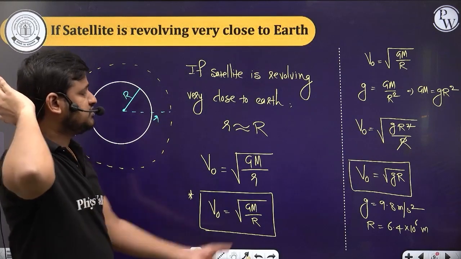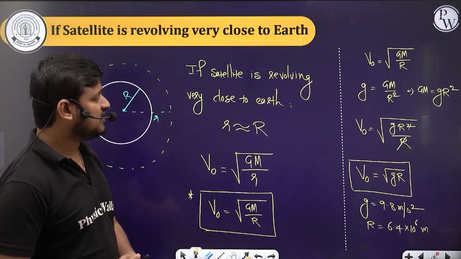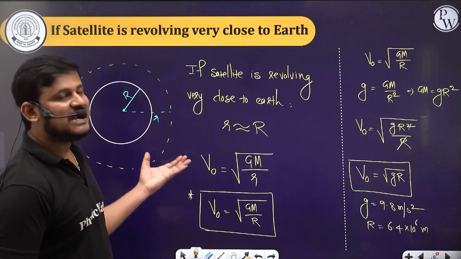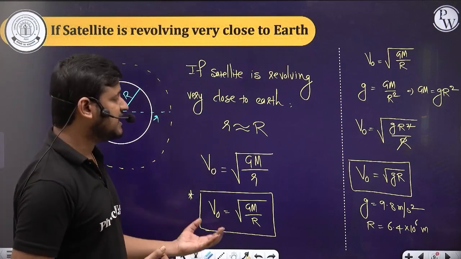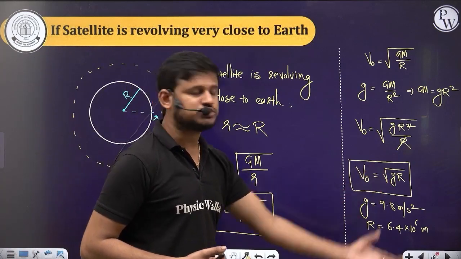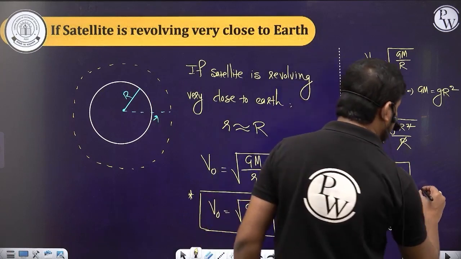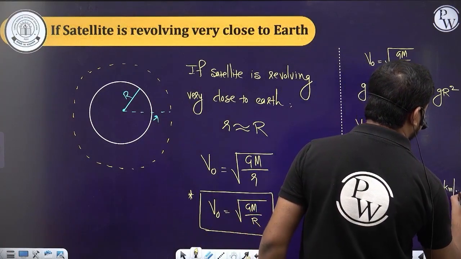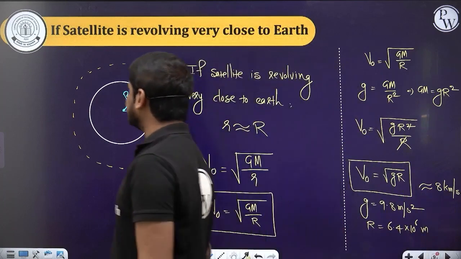Okay, so if you substitute those values, what should be the answer? The orbital speed of a satellite which is very close to the earth, you can simply write VO is equal to root gR. So this value approximately comes out to be 8 kilometer per second. How much? 8 kilometer per second.